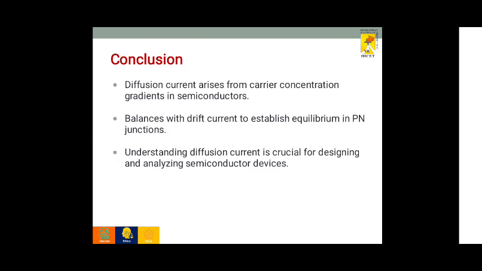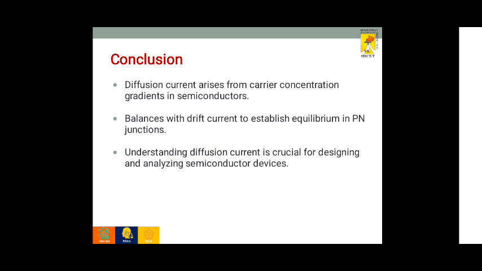Diffusion current arises from the carrier concentration gradient in semiconductors, P substrate or N substrate, and it balances with the drift current to establish equilibrium in PN junctions. Understanding diffusion current is crucial for designing and analyzing semiconductor devices such as diodes, transistors, MOSFETs, field effect transistors, thyristors, all thyristor families, etc.